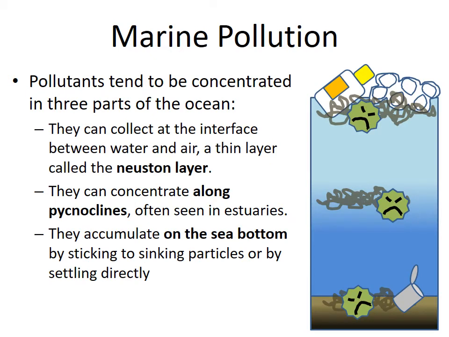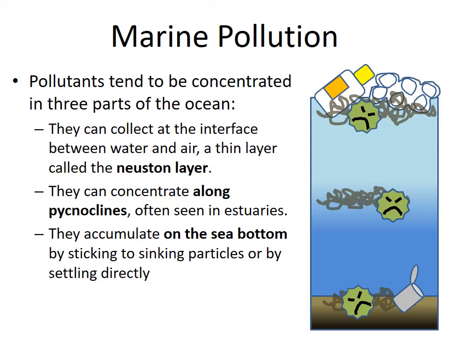Marine pollution is found throughout the ocean, but there are certain areas where it tends to concentrate due to density effects. So some types of pollutants collect in the surface of the ocean, in the neuston layer, along with the living components of the neuston. Some types of pollutants sink to the bottom and accumulate in the sediments, and they may sink themselves, or they may adhere to particles, and then the particles sink and they end up on the bottom.